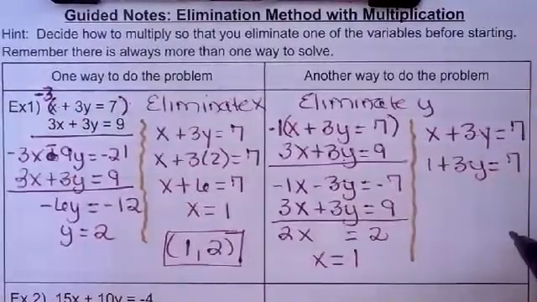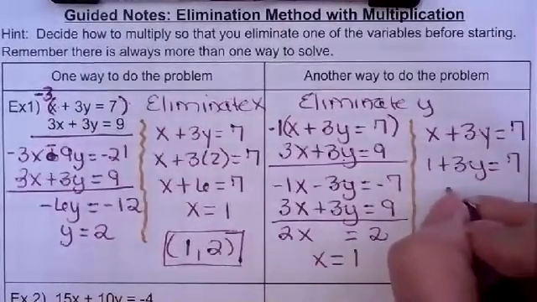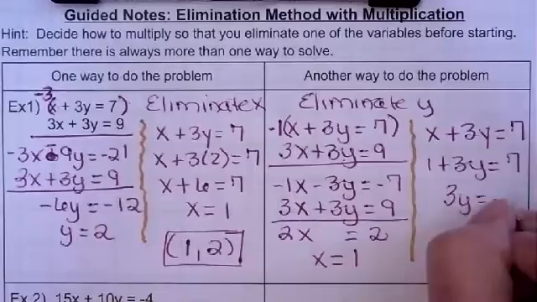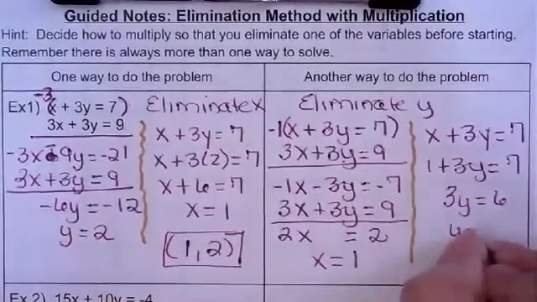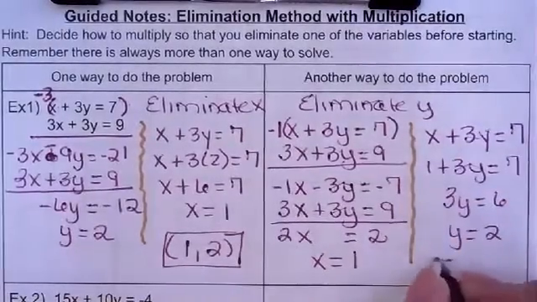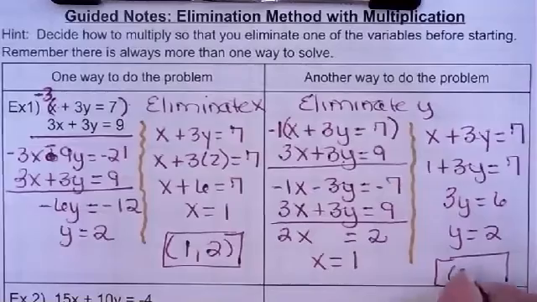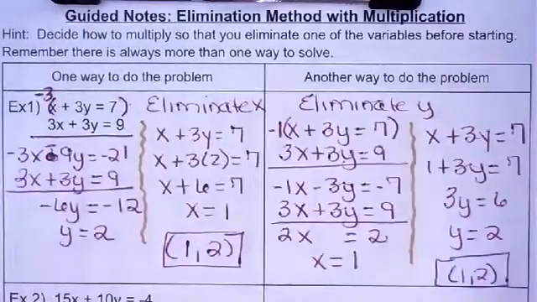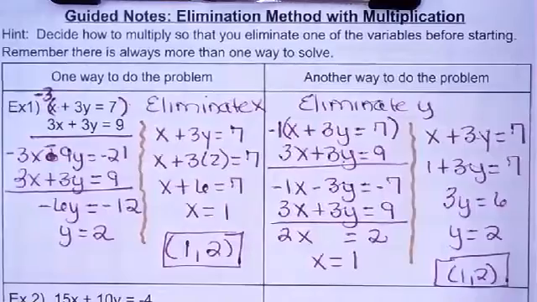So 1 plus 3y equals 7. If you subtract that 1, you've got 3y equal to 6. Divide it, you get y equal to 2. Even this method tells me my answer is 1, 2. Okay, pause, finish copying down the 2 ways to work number 1, and then we'll go to number 2.